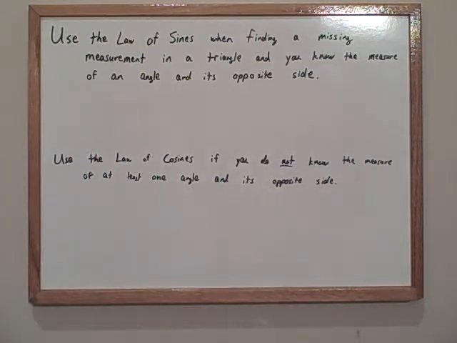You should use the law of sines when you're finding a missing measurement in a triangle and you know the measure of an angle and its opposite side. Let me give you an example of that. You're probably writing that down right now, but I'll give you another second to write while I'm drawing a triangle.